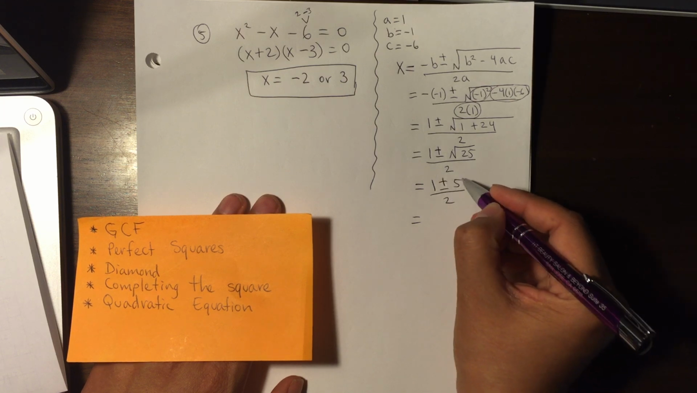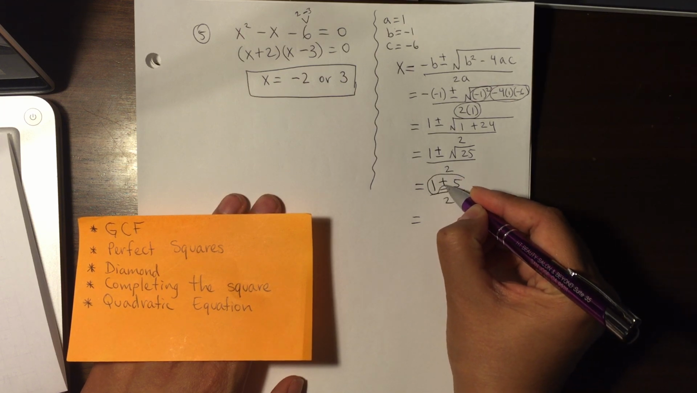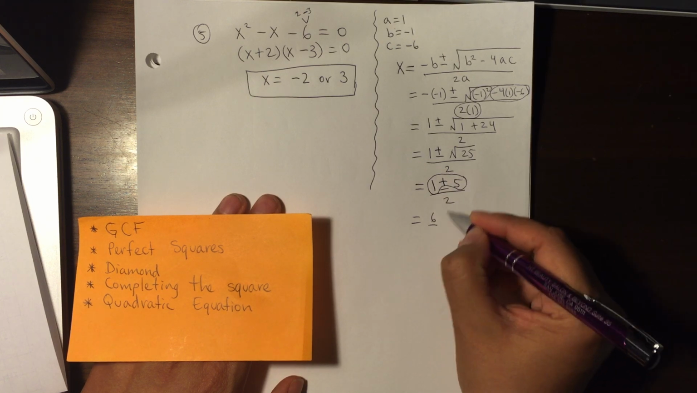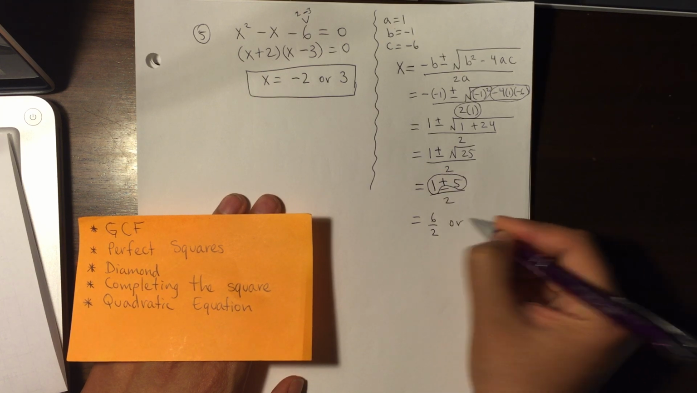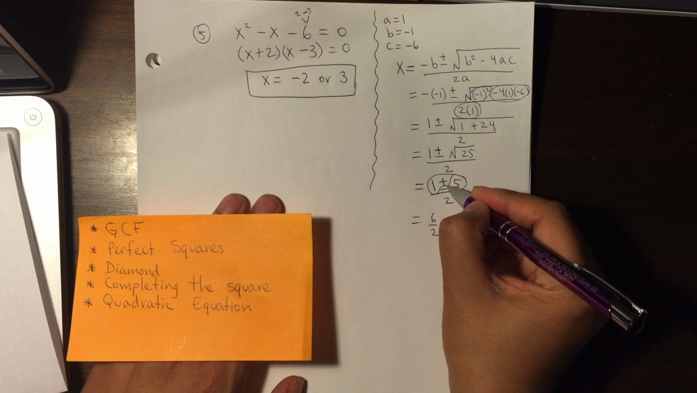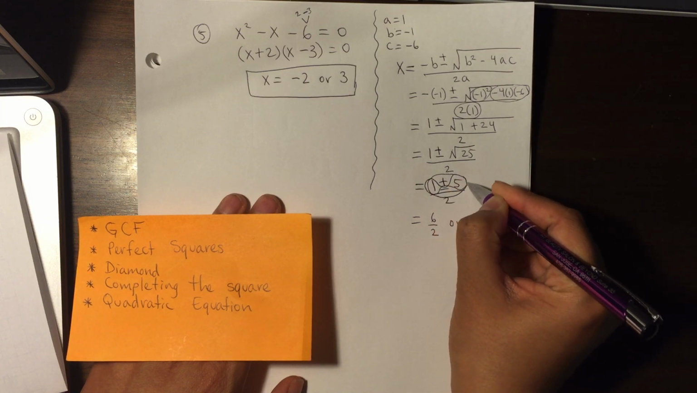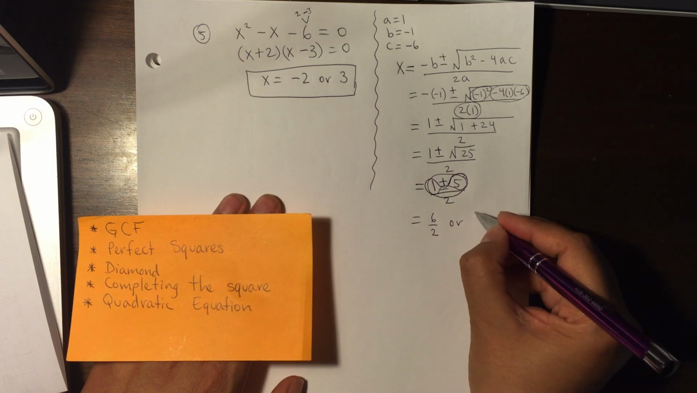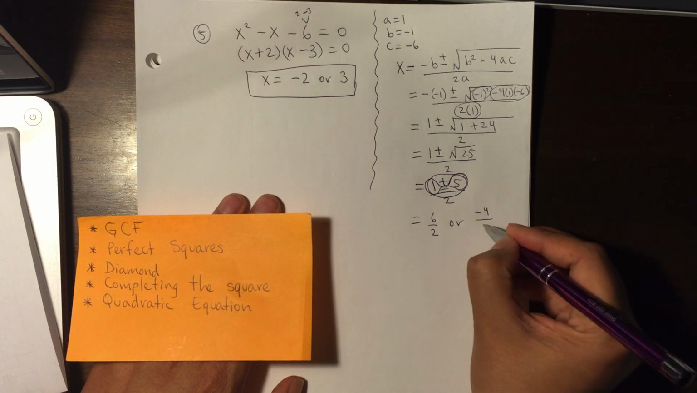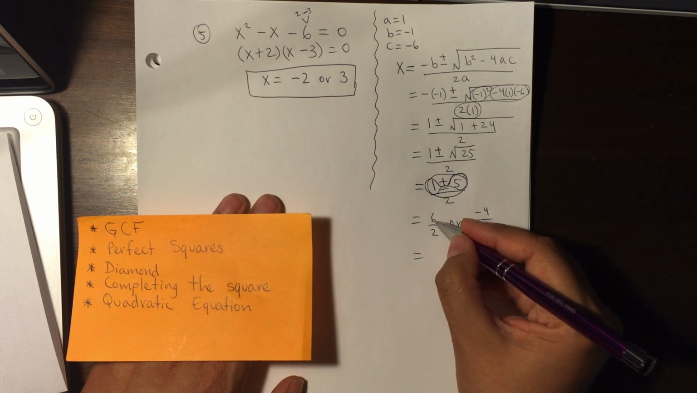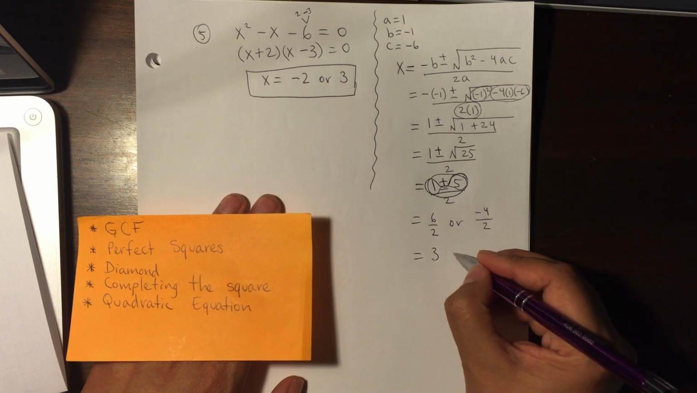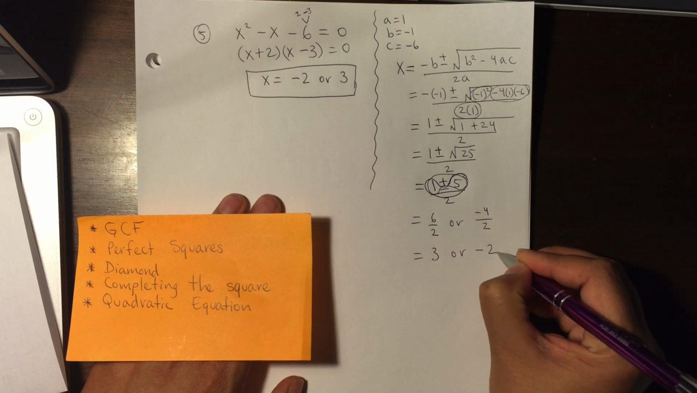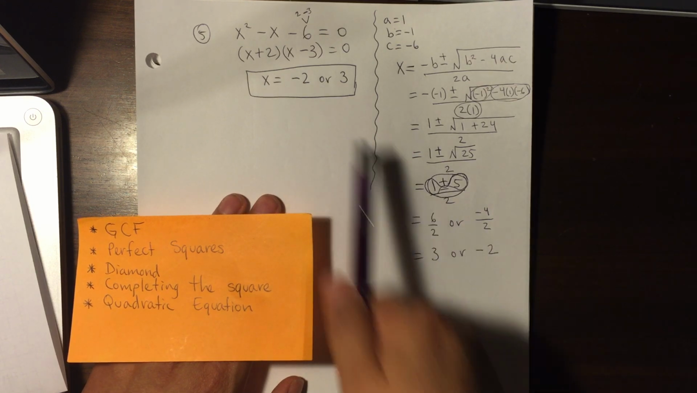I call it the little beans because it looks like a little bean in here. So 1 plus 5 is 6 divided by 2. Or now the other bean, which goes this way. So 1 minus 5 is negative 4 divided by 2. And so 6 divided by 2 is 3. Or negative 4 divided by 2 is negative 2. If you notice, same answers.